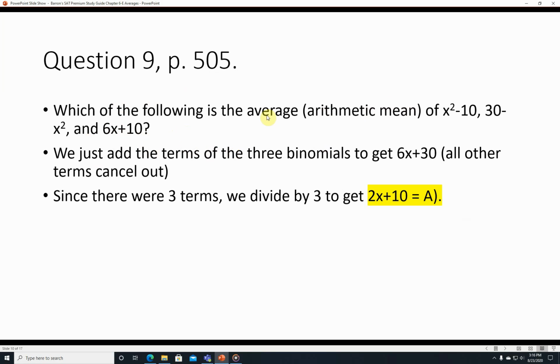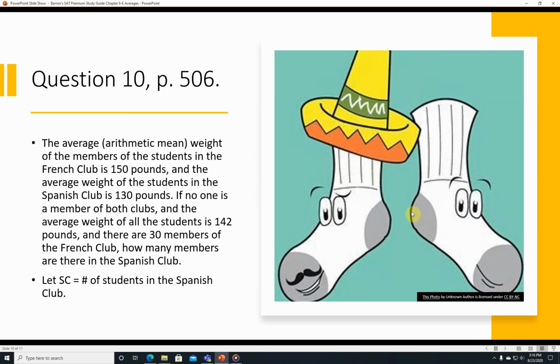All the other terms cancel out. See, x squared and then minus x squared, that cancels out. Minus 10 and plus 10, those cancel out. So literally all you end up with is 6x plus 30. And since there were three terms, you have to divide that by 3, not 30. So 6x over 3 is 2x. 30 over 3, of course, is 10. That equals answer choice A.